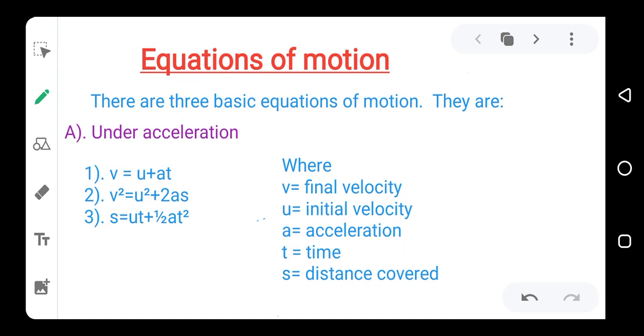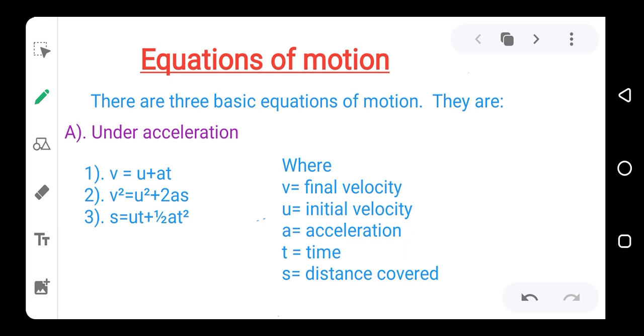In today's lesson, we want to continue with our discussion on motion, and we are going to be looking at the equations of motion. In our last lesson, we talked about acceleration, velocity, and speed. Today, we are going to be looking at equations that we can apply to find any of the parameters we are looking for in motion.